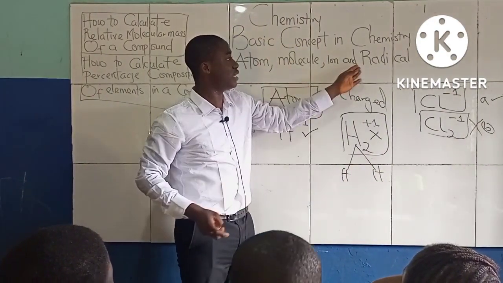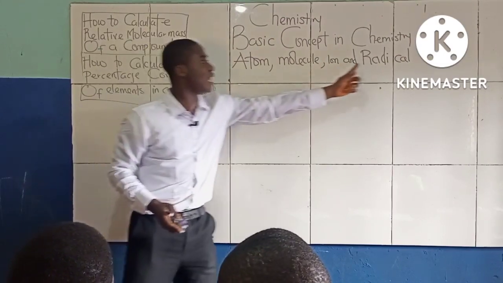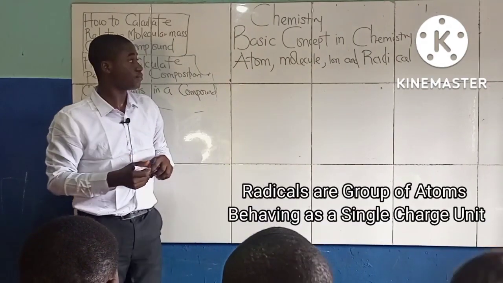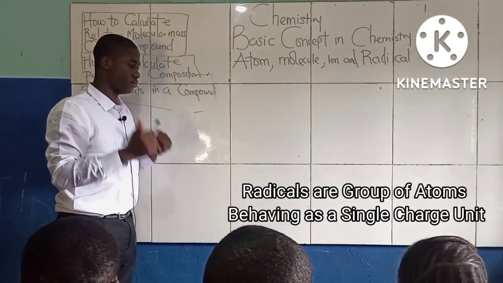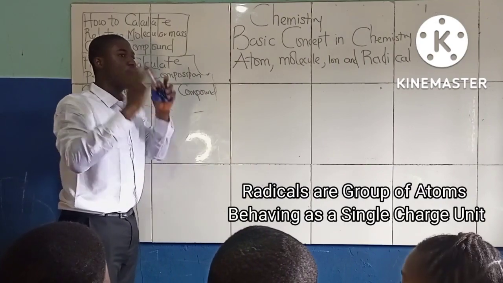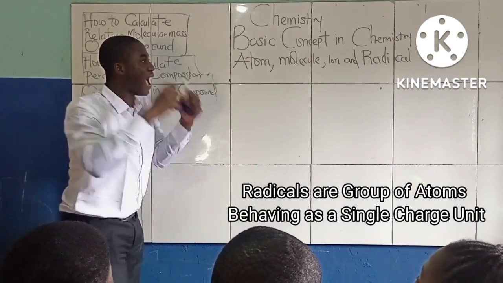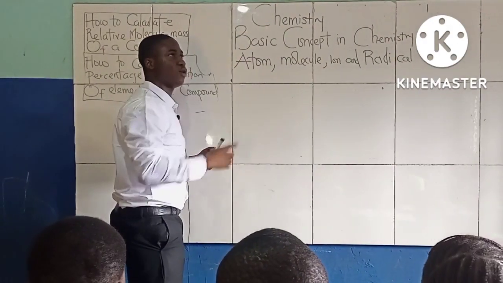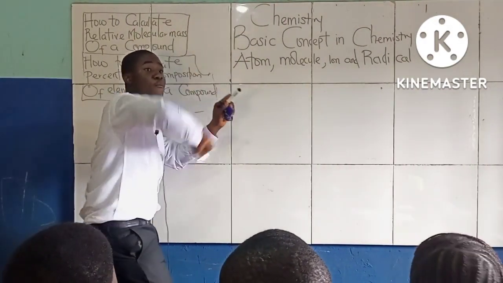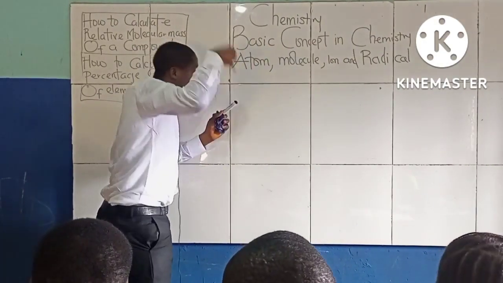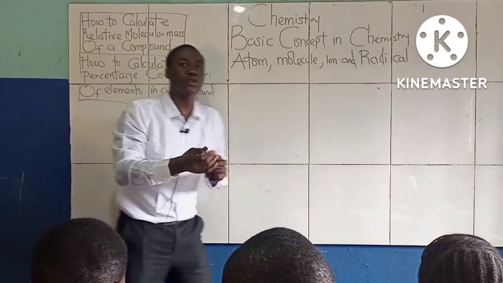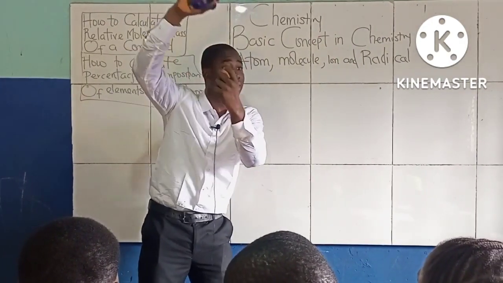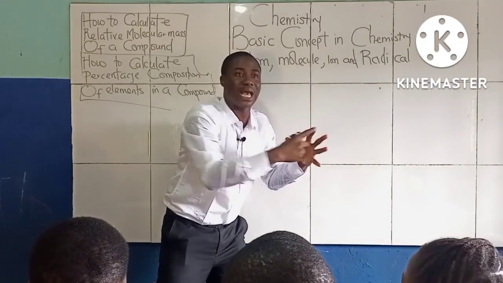So let's quickly move over to the next term. Okay, now, moving over to the last term, which I call? Radical. So class, what are radicals? This is simply a group of atoms behaving as a single charge. Now class, let's understand what we just said. Did we say groups of molecules? No, we said groups of atoms behaving as a single charge unit. That means these atoms, they are many and they have one particular charge. There's a particular charge holding all of these atoms together.